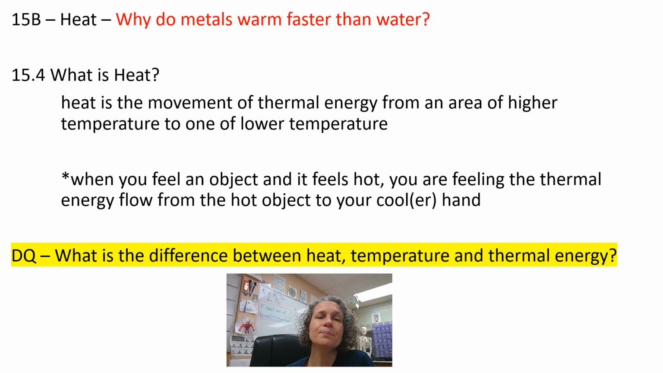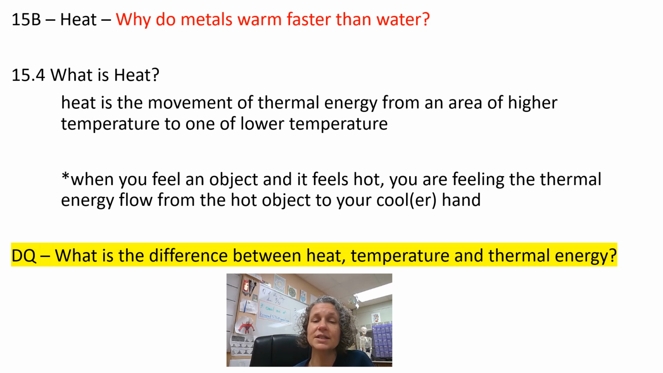Okay, so now on to the second part of this chapter, and it deals more with heat. The question is, why do metals warm faster than water? You can compare any two. So here is heat. Heat is the movement of thermal energy from an area of higher temperature, so more kinetic energy, to one of lower temperature, lower kinetic energy.